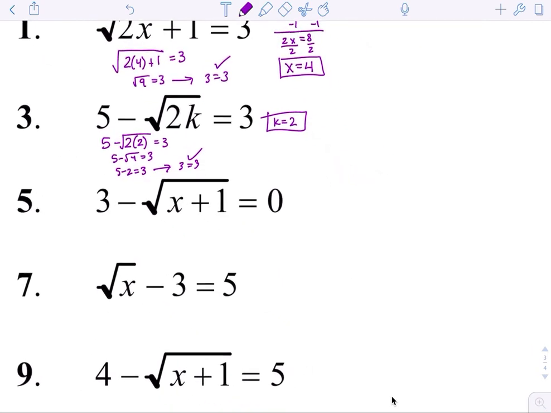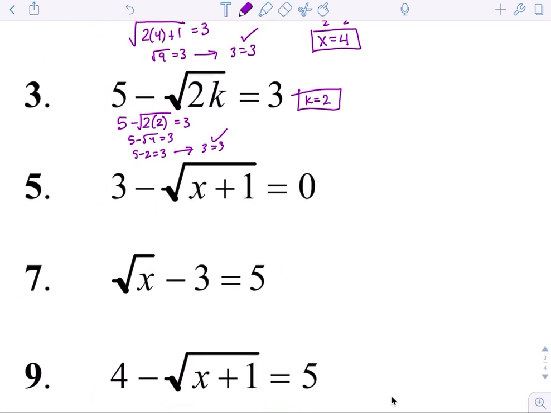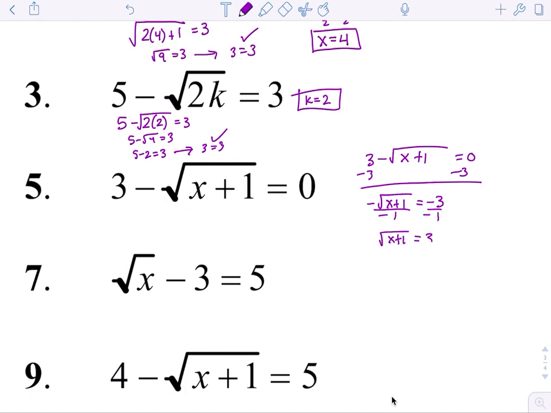Alright, number 5. Okay, number 5, we gotta subtract both sides by 3. So minus 3, negative square root x plus 1 is equal to negative 3. Divide both sides by negative 1. Square root of x plus 1 is equal to 3. Now I'm going to take both sides to the second power. And we're going to get x plus 1 is equal to 9. Minus 1, x is equal to 8.